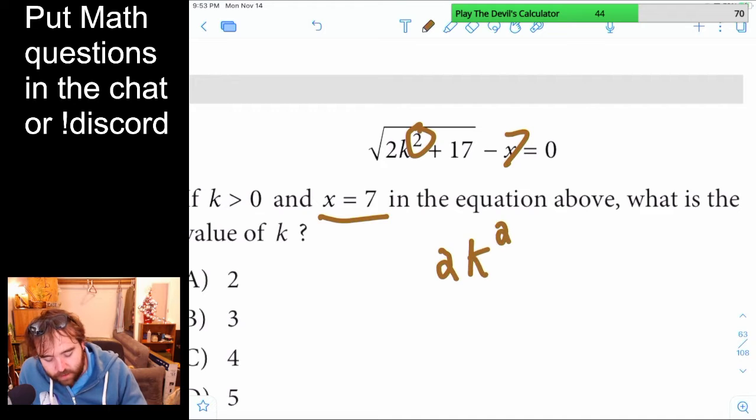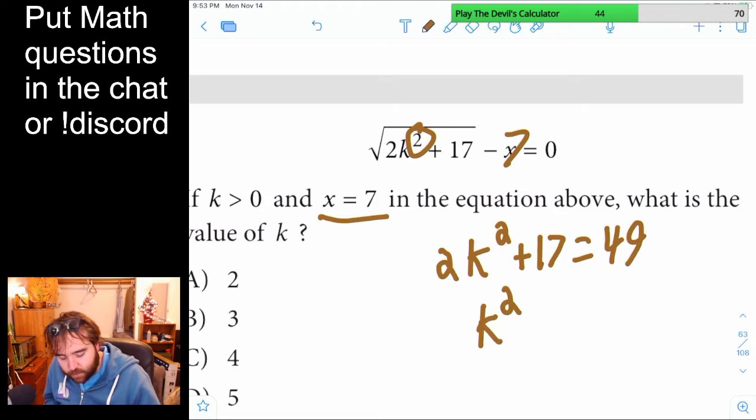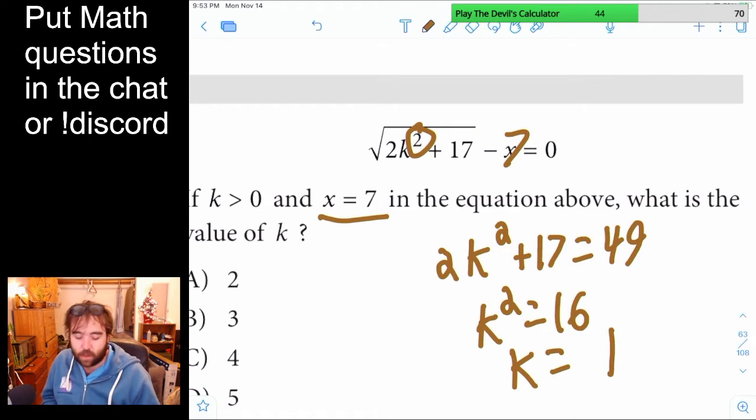So 2k squared plus 17 equals 49. And then what are we going to do? Probably just try to get the k squared by itself. So let's subtract the 17 and then divide by 2. So 49 minus 17 is 32. 32 divided by 2 is 16. So k squared equals 16. Square root both sides. So k equals, of course, plus or minus 4.